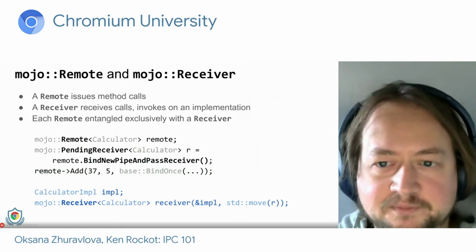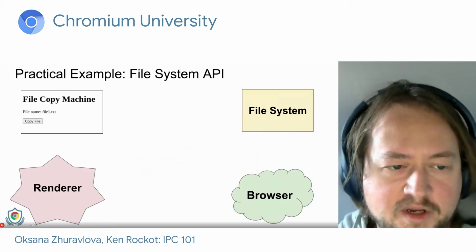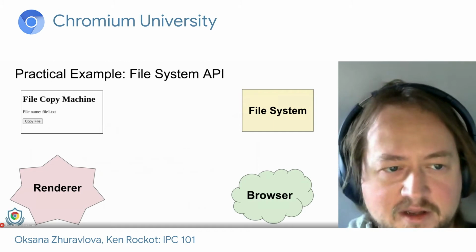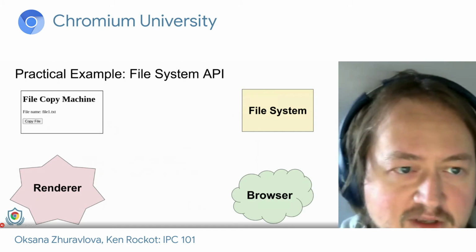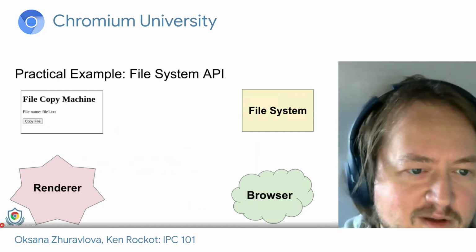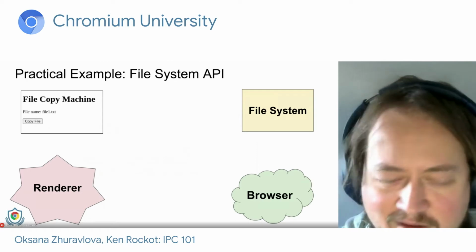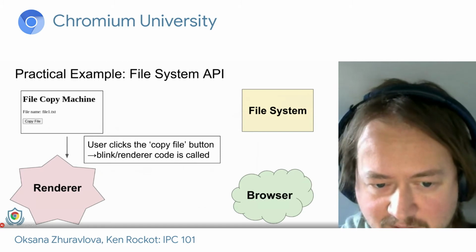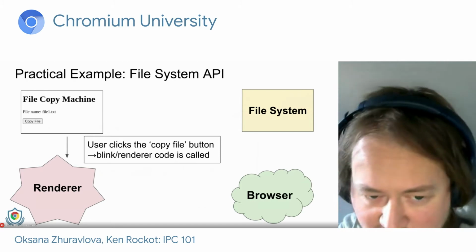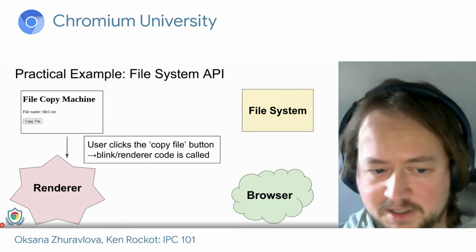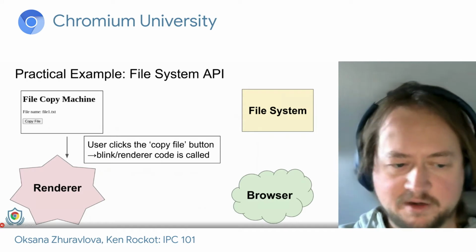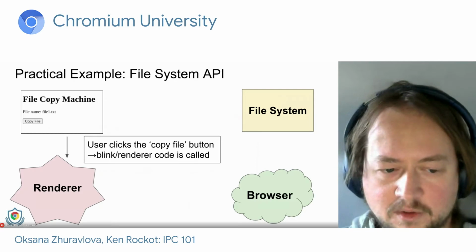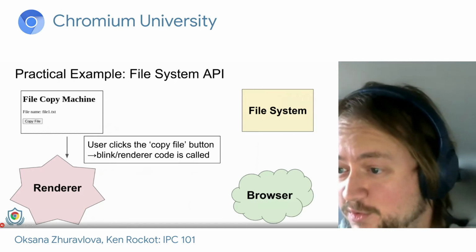And so here's a concrete example. This is a real web API. You can copy some files. Here's a really advanced website that lets you copy files by clicking a button. And when you click that button, Blink is going to run some code to copy a file on disk. But because Blink is running in a renderer, and we definitely don't trust renderers, renderers have no access to disk. They cannot directly manipulate the file system. So they have to ask the browser to do the work for them.